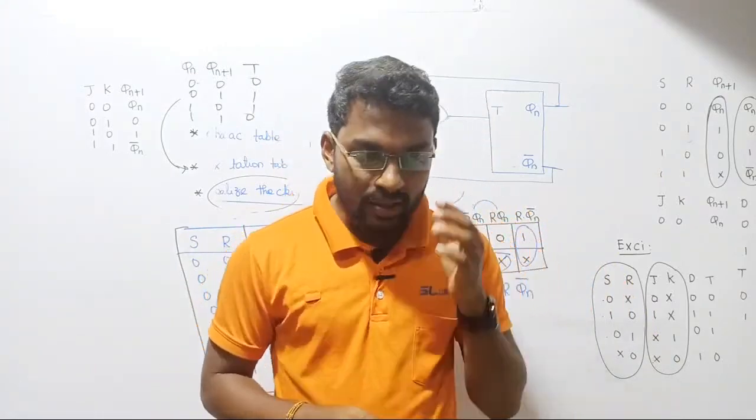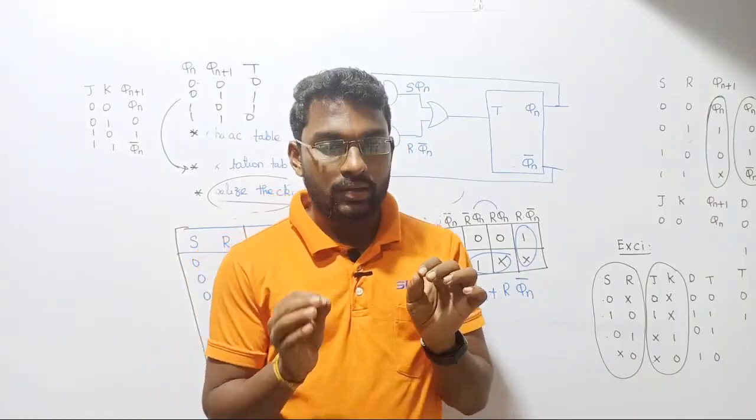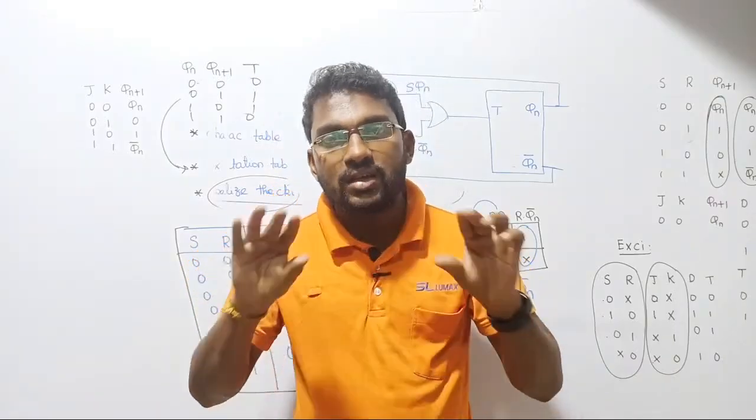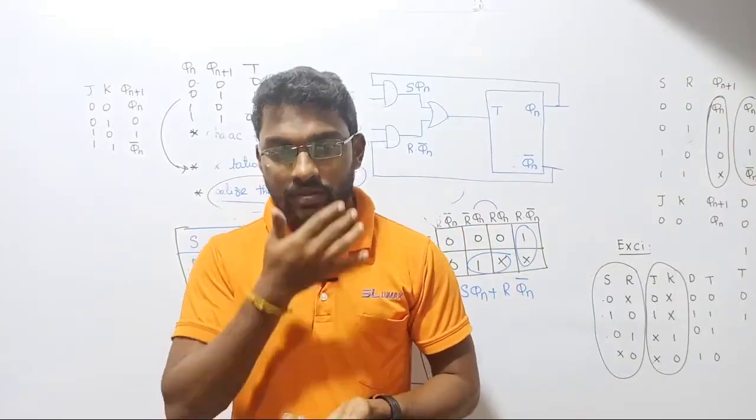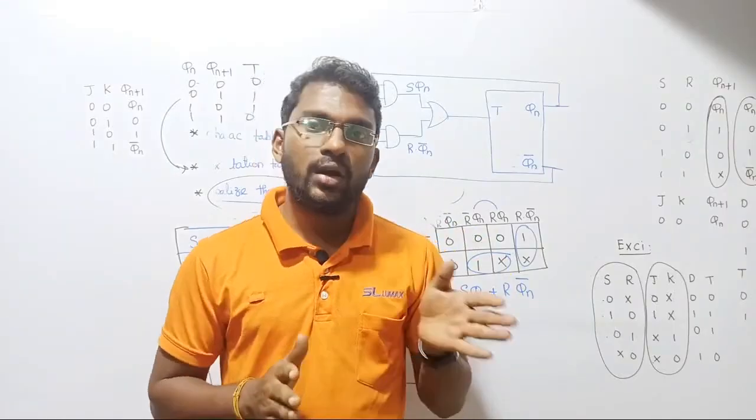So in this case, basically there are two types of counter. One is called synchronous counter and another one is called asynchronous counter. That is the major type of classification. Simply we are calling it synchronous counter and asynchronous counter.